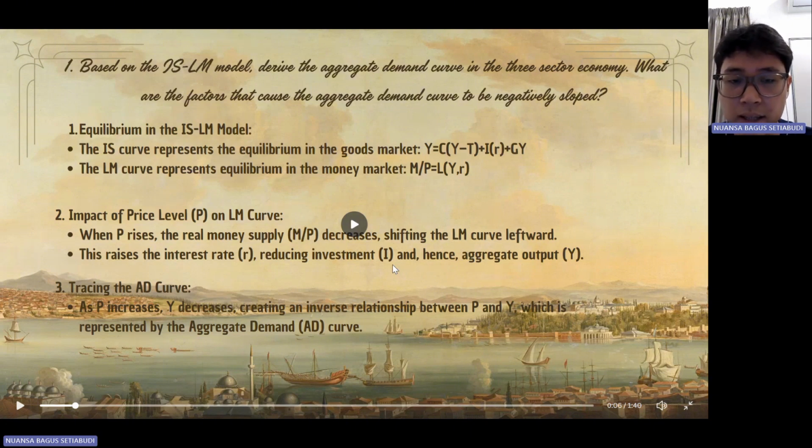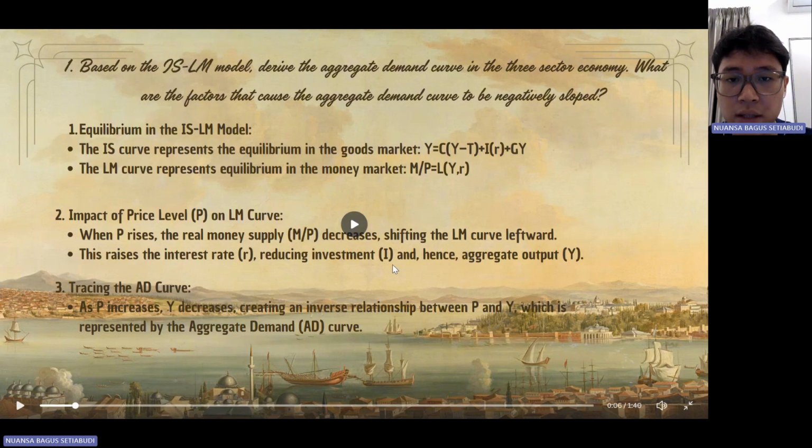The LM curve represents equilibrium in the money market. It's expressed as M/P = L(Y, R). In this case, the real money supply M/P balances with money demand, which depends on Y and R.